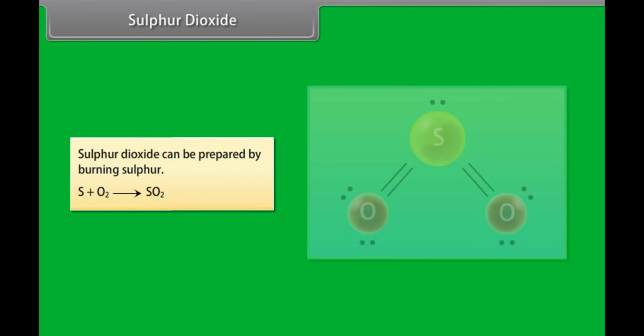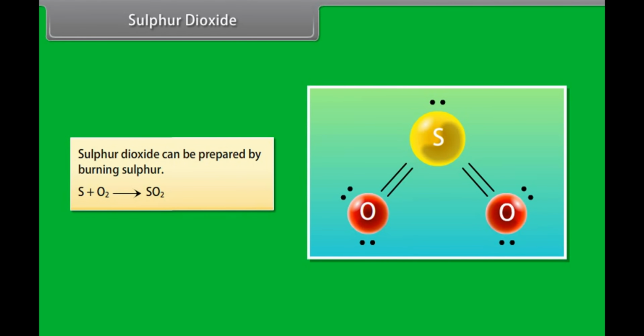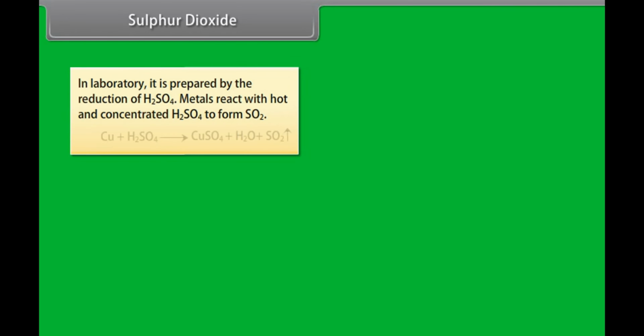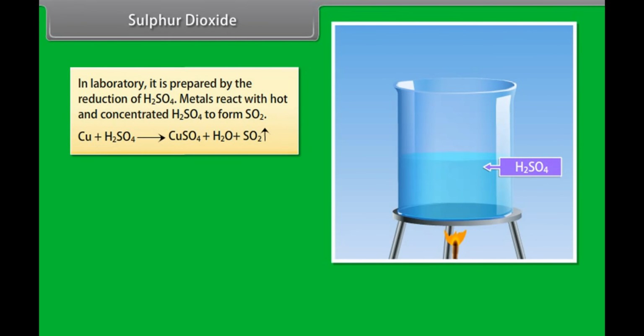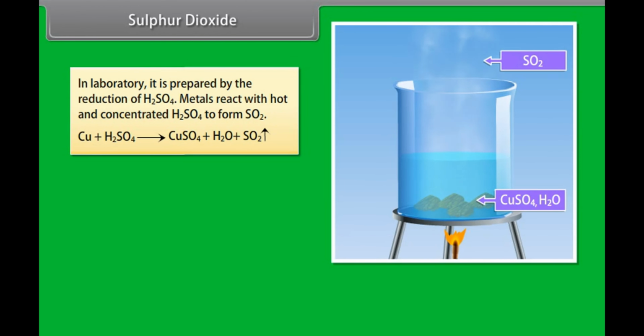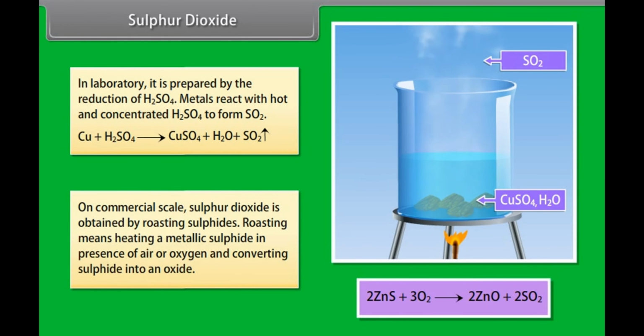Sulfur dioxide. Sulfur dioxide can be prepared by burning sulfur. In the laboratory, it is prepared by the reduction of H2SO4. Metals react with hot and concentrated H2SO4 to form SO2. On commercial scale, sulfur dioxide is obtained by roasting sulfides. Roasting means heating a metallic sulfide in presence of air or oxygen and converting sulfide into an oxide.